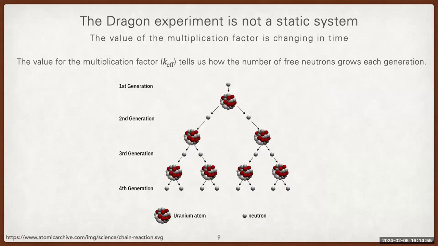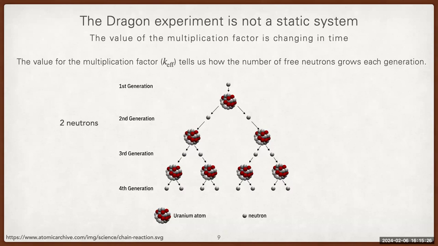This is just going back to the very basics, because I know that there are a lot of people here that aren't just reactor engineers. If we're thinking about a nuclear system, there's this concept of the multiplication factor, sometimes written as K effective. It tells us how many neutrons we get between each generation. At the top, you have one neutron initiating fission with a uranium nucleus, and that produces two neutrons here.